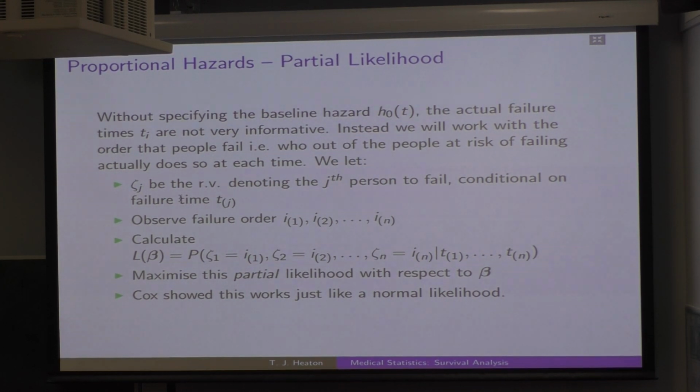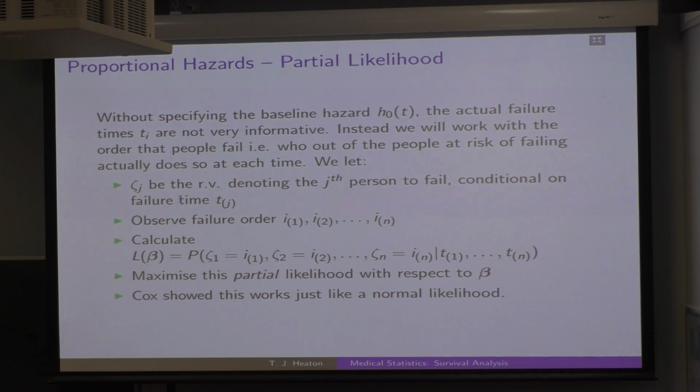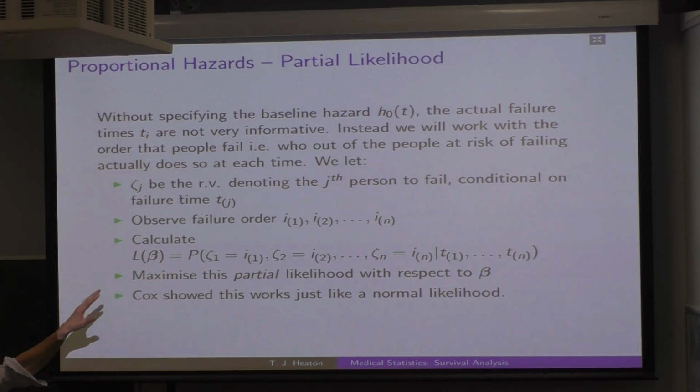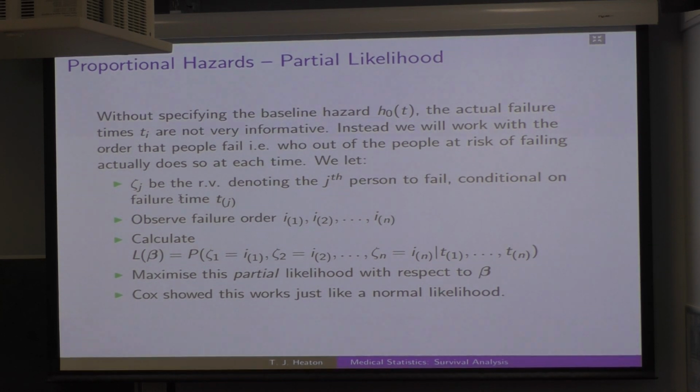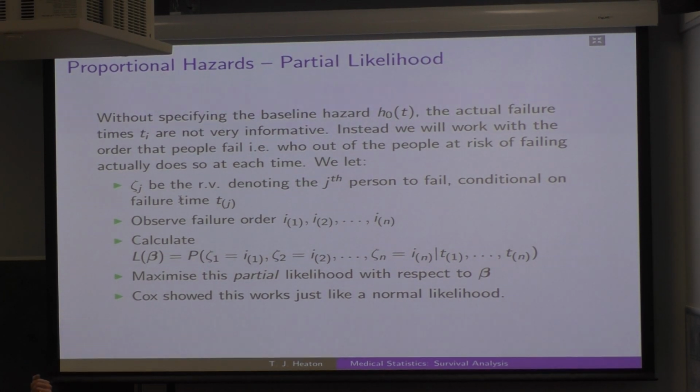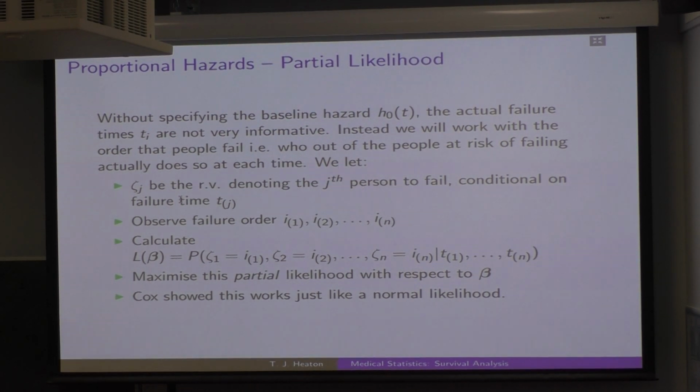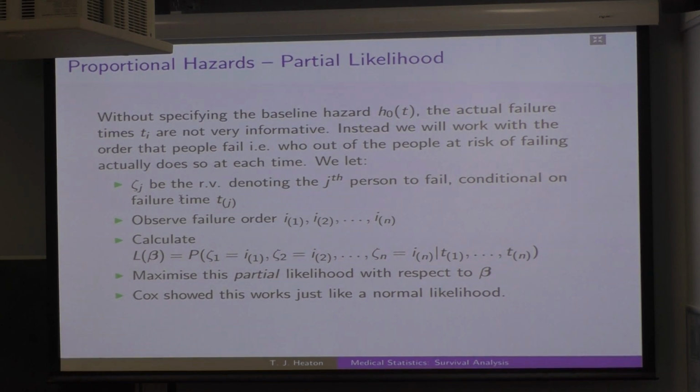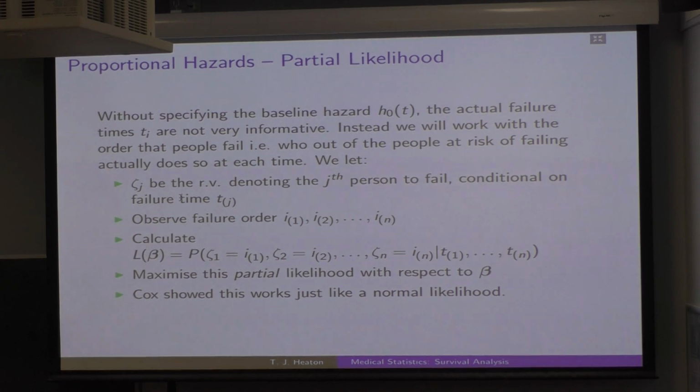So this is the idea of partial likelihood. If I'm not going to specify my baseline hazard, h0 of t, then actually the times that the individuals fail don't really give me any information whatsoever, and I'm not particularly interested in it. So instead, I'm going to try and write down a likelihood of me observing the individuals fail in the order in which they actually did fail.